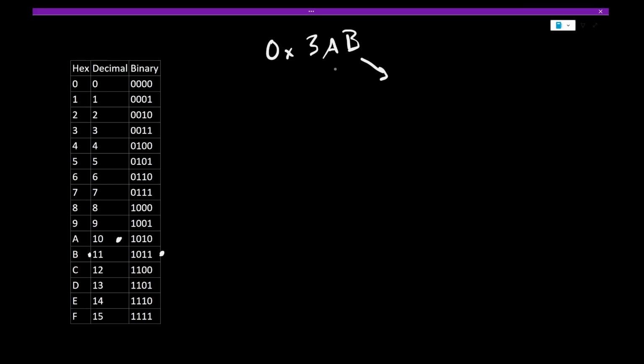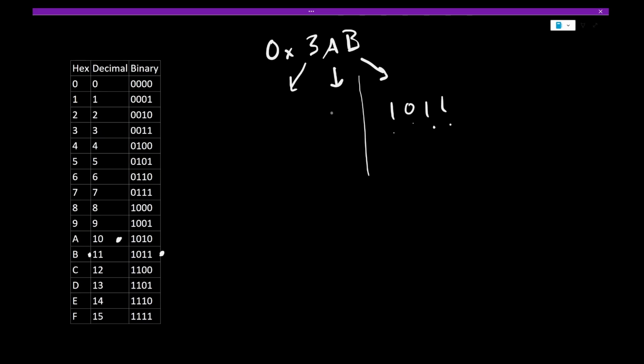So b, a, 3. We know b is 11. That in binary is 1, 0, 1, 1, because that's 1, 2, which is going to be 3. We don't have 4, but we do have 8. 8 plus 3 is 11. And 11 is b. I'm going to draw my line.